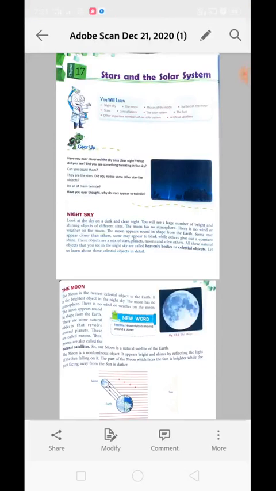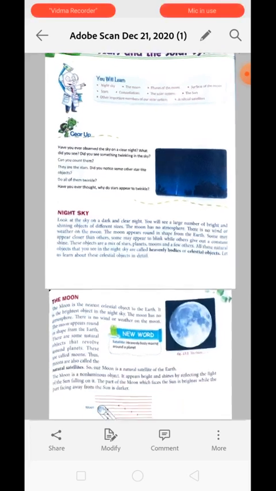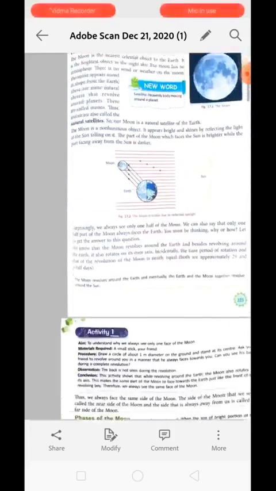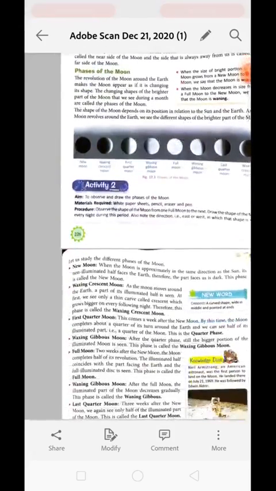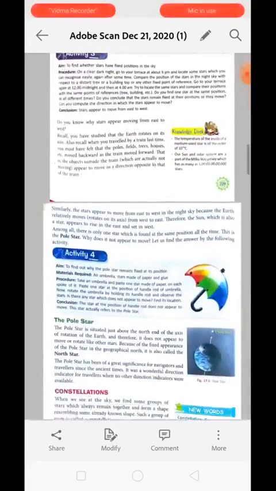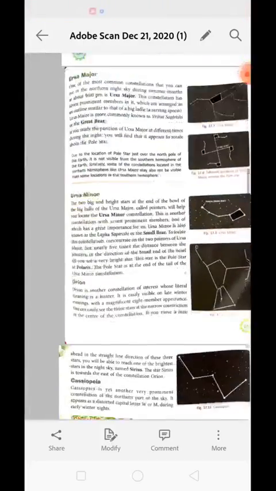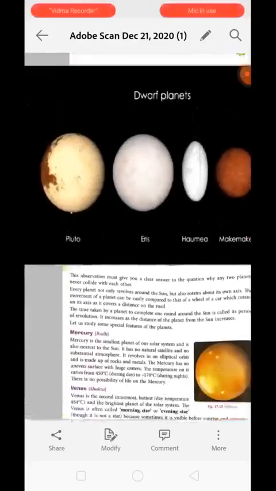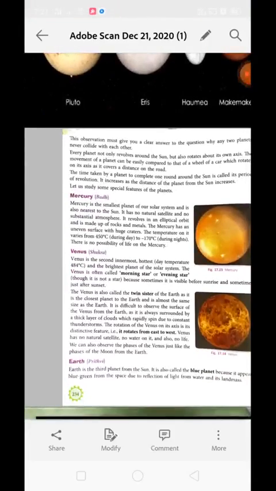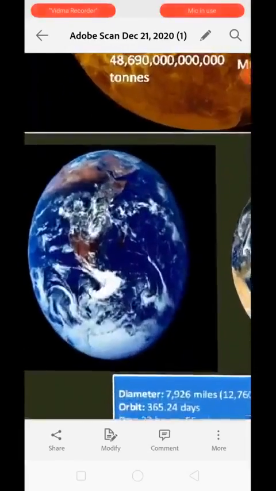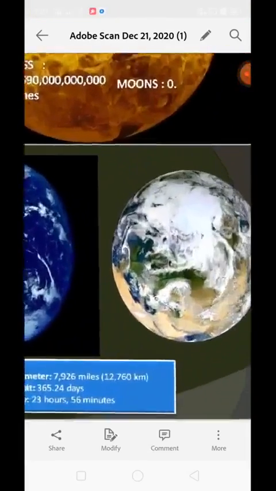Today we are discussing the third part of chapter 17, called Stars and the Solar System. In the previous two videos we have learned about the moon, the phases of the moon, the surface of the moon, and stars like the sun, the pole star, and constellations. We have also learned about different planets, like Mercury, Venus, and Earth. This is the beautiful picture of the Earth. You can see, very beautiful.